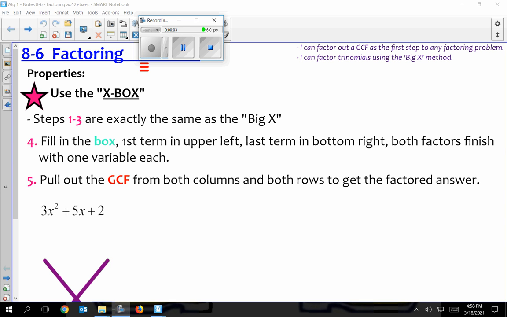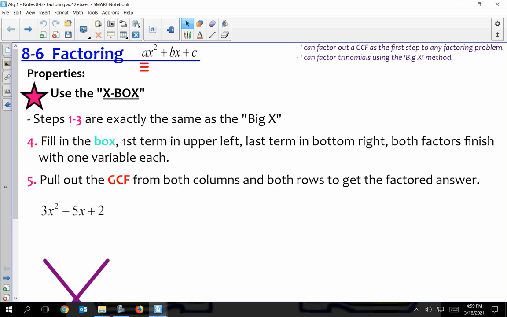Okay, everybody, this is chapter 8, section 6. This one is another section dealing with factoring, and we're going to use some of the same concepts that we used in the last section when we were factoring with the x. We're going to use the same steps, but this one we get an extra added step because our trinomial is going to be a little bit different.